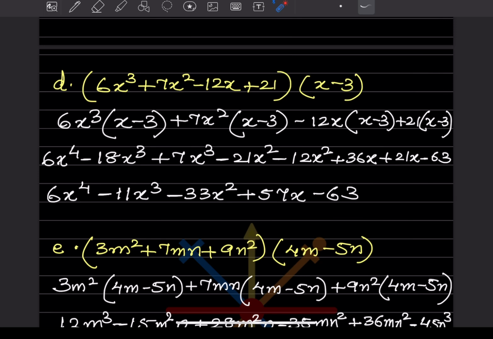Same thing you will do for this one, but here there are 4 terms, so you need not worry. You will take the first term, multiply with the second bracket. Again you will take the second term, multiply with the second bracket. Again you will take the third term and multiply with the second bracket, and this will be the fourth term, multiply with the second bracket. So whatever the number of terms, you will multiply that with the second bracket. Same here, you are going to follow the same. Then later on you will see the like terms, and this is the final answer.